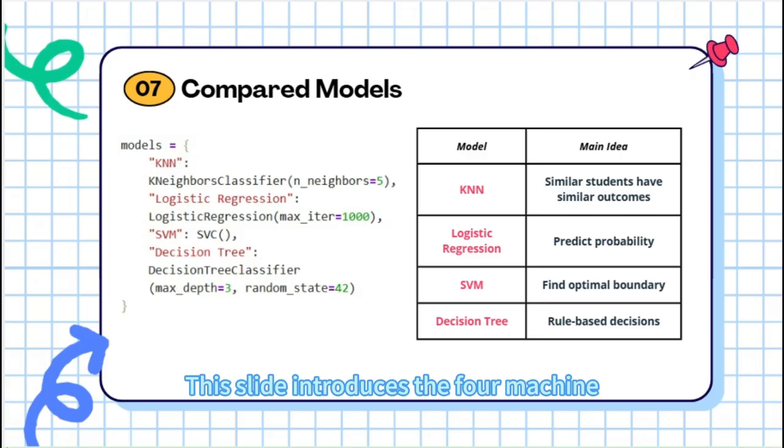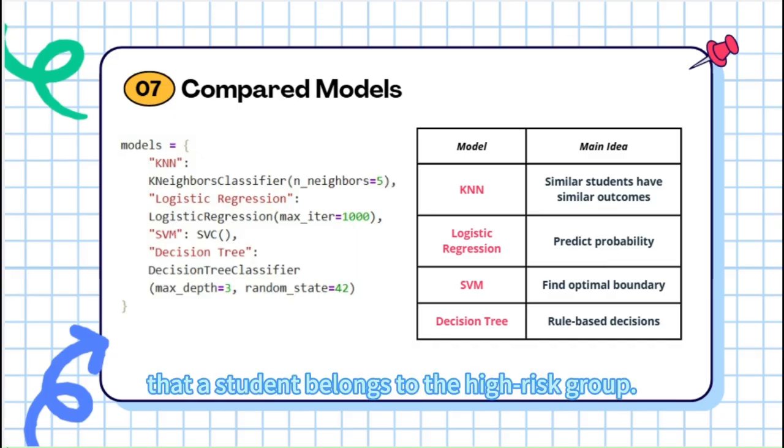This slide introduces the full machine learning model comparison in the project. The four models are KNN, logistic regression, SVM, and the decision tree. KNN means that similar students may have similar outcomes. Logistic regression predicts the probability that a student belongs to the high-risk group.